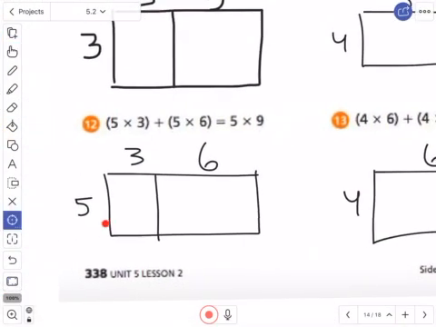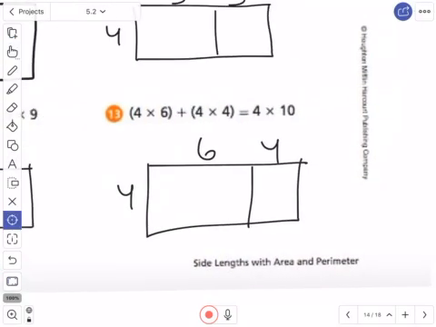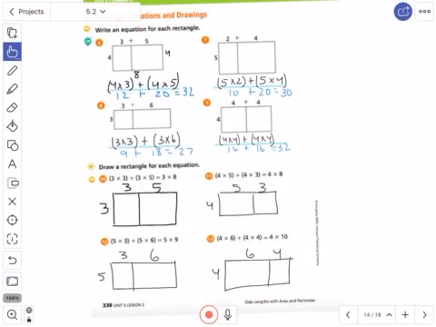Number 12, 5 times 3, so I have 5 for my width, 3 for the first part of the length, and then 6 for the second part of the length. And then number 13, 4 for my width, 6 for the first part of the length, and then 4 for the second part of the length. So there's that. If you need to take some pause just to check some of your thinking, go ahead and do that.